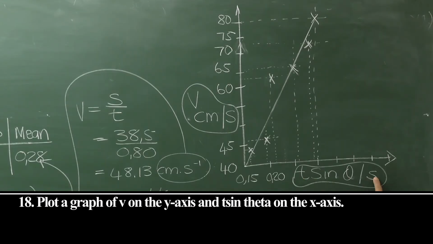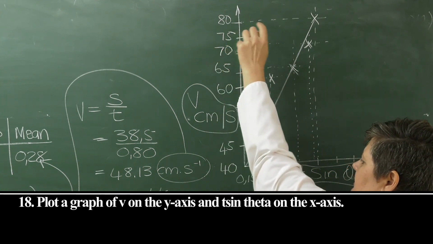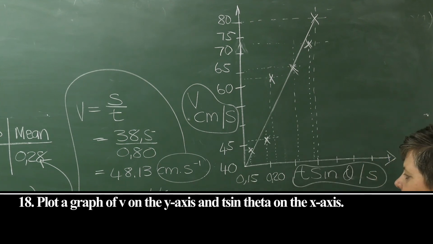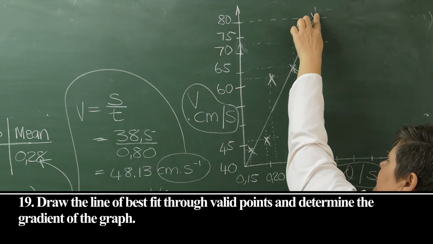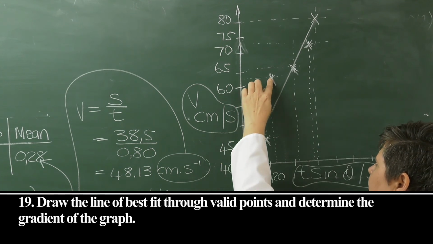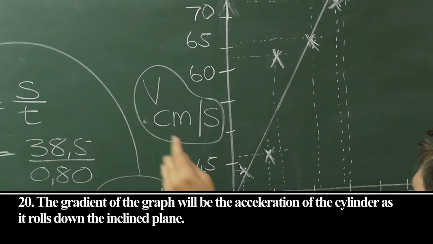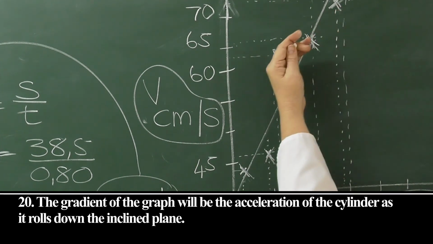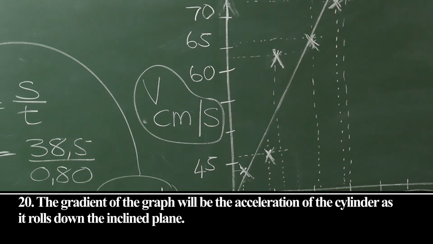Plot a graph of v on the y-axis and t sine theta on the x-axis. Draw the line of best fit through valid points and determine the gradient of the graph. The gradient of the graph will be the acceleration of the cylinder as it rolls down the inclined plane.